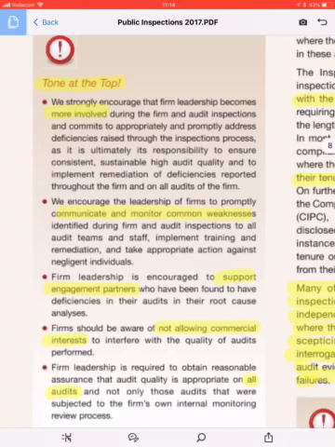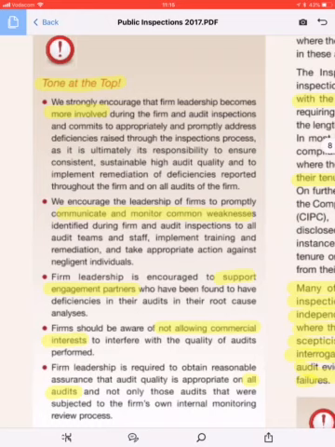Apparently, there are some firms where the leadership isn't that involved, and that is obviously something that needs to be encouraged. Also encouraged to promptly communicate and monitor common weaknesses. If something is found, it must be communicated properly. And firm leadership is expected to encourage engagement partners, and this goes hand in hand with the next bullet, to be aware of not allowing commercial interests to interfere with the quality of audits. So the firm shouldn't put pressure on the partners to be profitable. Well, there should be pressure on the partners, but not undue pressure on the partners to be profitable at the cost of quality. And then lastly, the firm leadership should be certain that audit quality is appropriate on all audits.